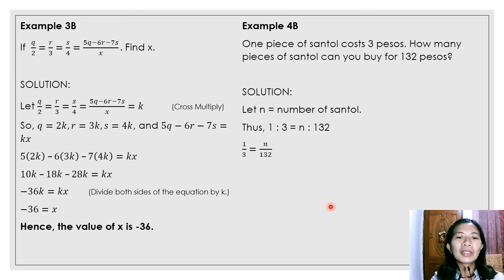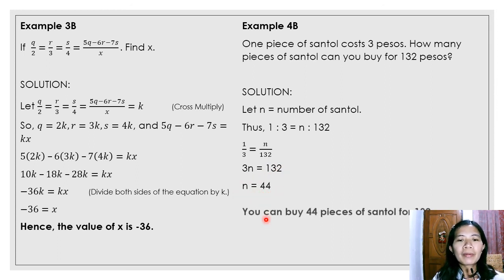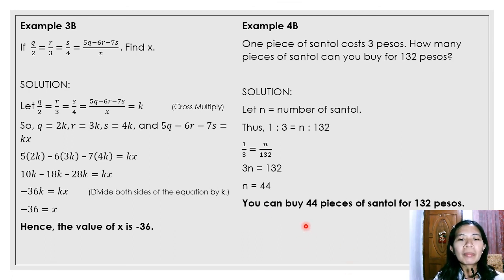Then we are going to cross multiply. So 3 times n equals 3n equals 1 times 132. So 3n equals 132. Divide both sides of the equation by 3. n equals 44. So you can buy 44 pieces of santol for 132 pesos.